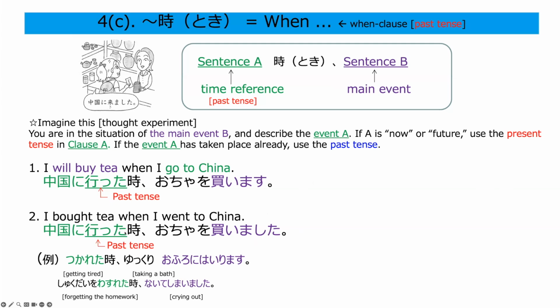However, the tense within the when clause is only defined by the relationality between the main action and the when clause action. Same. お茶を買いました。Buying tea. Then from that point, 中国に行った。Going to China has to have happened already to do this action. Therefore, past tense. 中国に行ったとき、お茶を買いました。Alright.